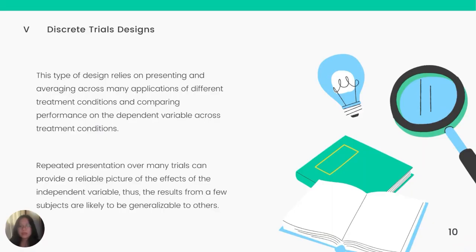Another small N within subjects design is the discrete trials design. Unlike the previously discussed designs, this design does not rely on any baselines. Rather, it relies on presenting and averaging across many applications of different treatment conditions, where they compare the performance on the dependent variable across these treatment conditions. These repeated presentations can provide a reliable picture of the effects of the independent variable. Thus, the results from a few subjects are likely to be generalized to others.